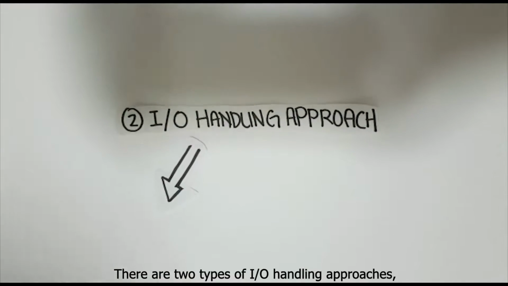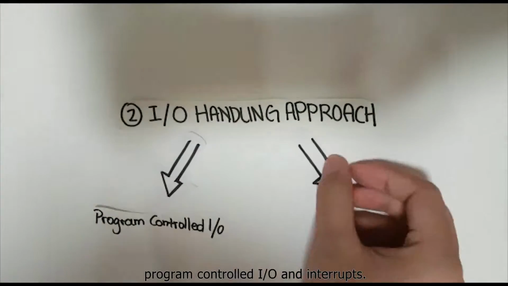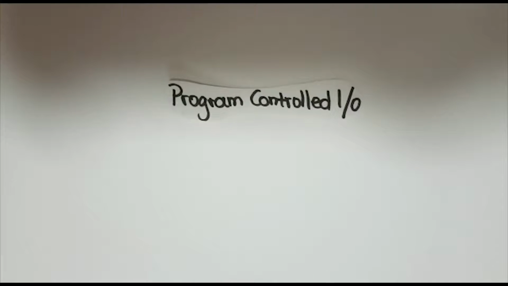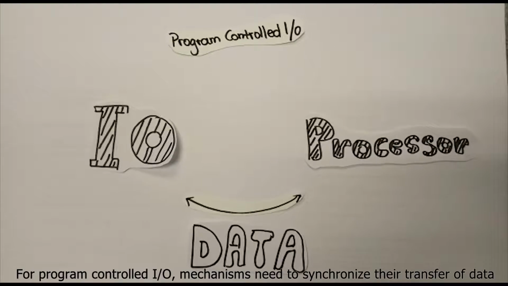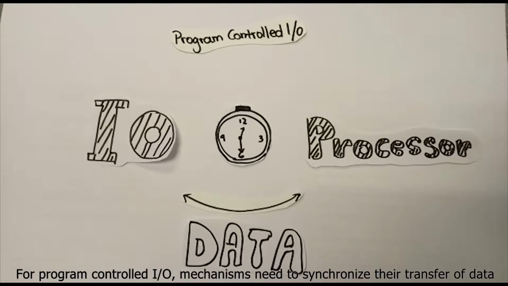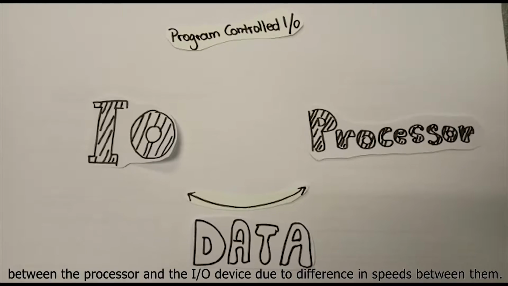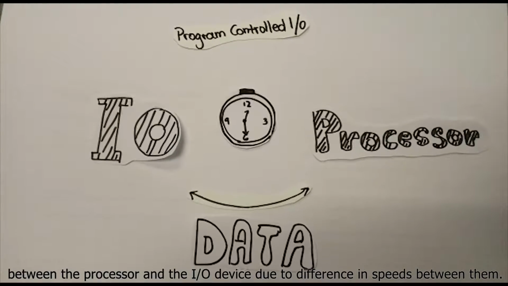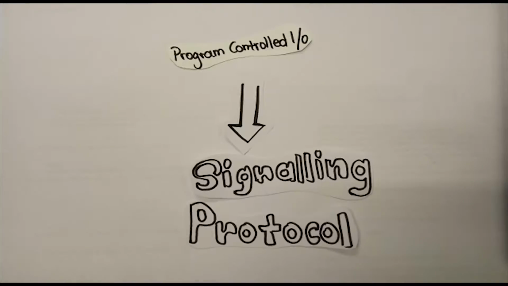There are two types of I/O handling approaches: program-controlled I/O and interrupts. Now we will discuss program-controlled I/O. For program-controlled I/O, mechanisms need to synchronize the transfer of data between the processor and the I/O device due to the difference in speeds between them. The solution to this need is the signaling protocol.